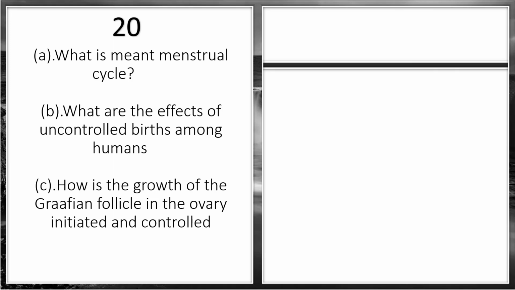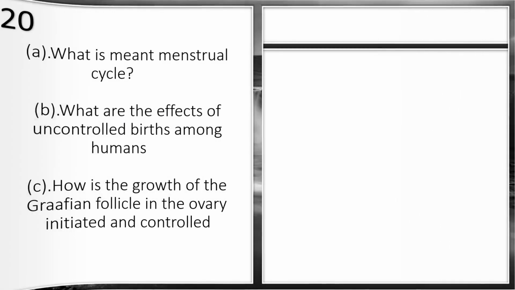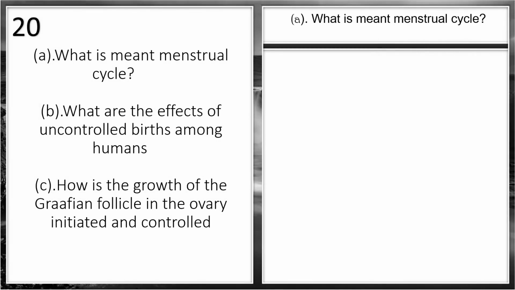Question 20. What is meant by menstrual cycle? Part B. What are the effects of uncontrolled birth among humans? And part C. How is growth of the Graafian follicle in the ovary initiated and controlled? What is meant by menstrual cycle?